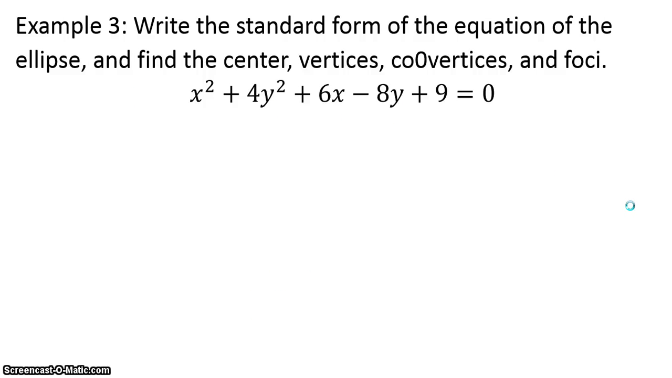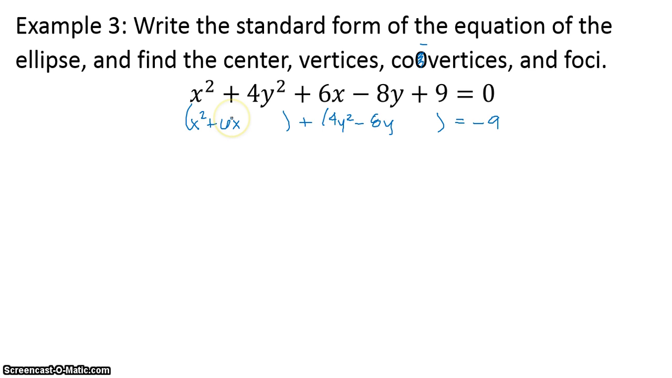Another example, write the standard form of the equation of the ellipse and find the center, vertices, co-vertices, and foci. First thing you need to do is group your terms. So this is going to be x squared plus 6x. Then I'm going to just kind of leave a space so I can complete the square here. And then 4y squared minus 8y. Leave a space there. And let's go ahead and move my 9 over.